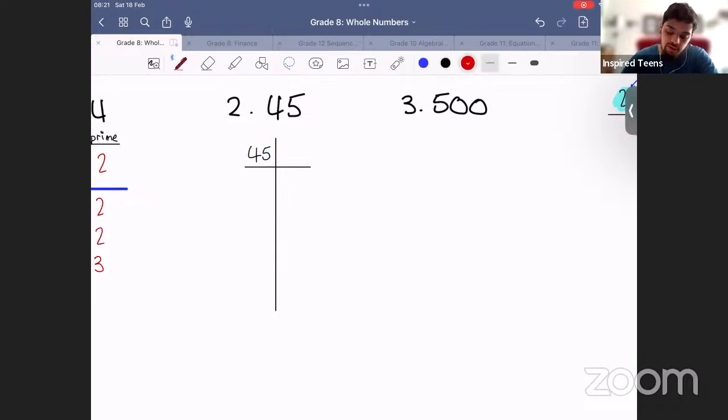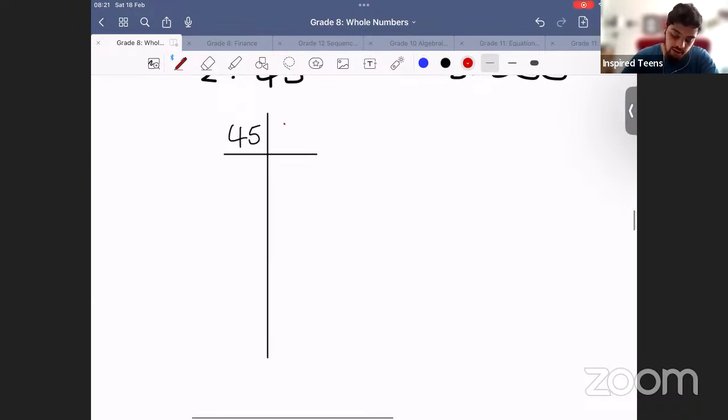Okay, so 45, we need to think of a prime number that can go into 45. The first one that comes to mind is actually 5. 3 as well could work, but I'm just going to divide by 5. Again, it doesn't matter which one you start with. You're going to get through all of them nevertheless, right?